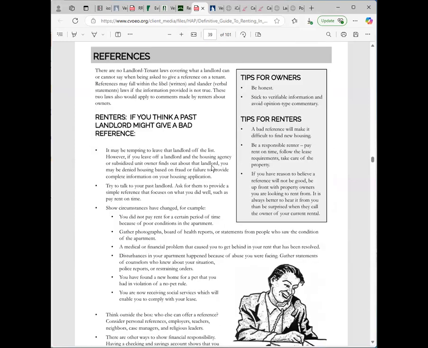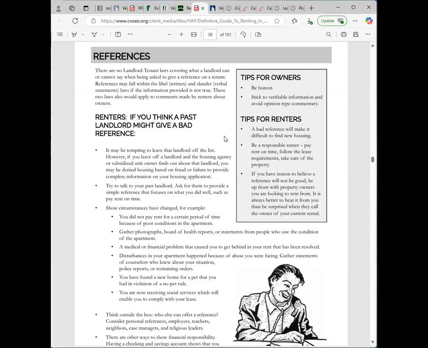Okay, page 36 talks about references. And this is actually really interesting how this works. It says there are no landlord-tenant laws covering what a landlord can or cannot say when being asked to give a reference on a tenant. References may fall within libel, meaning written, or slander, verbal statements, if the information provided is not true. These two laws would apply about comments made by renters about owners.